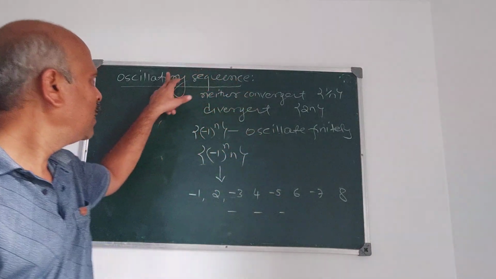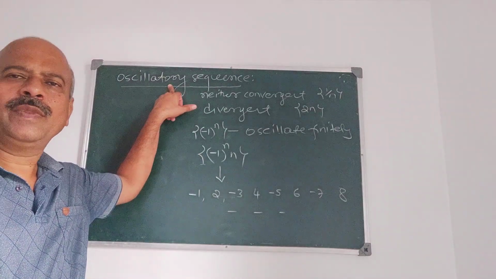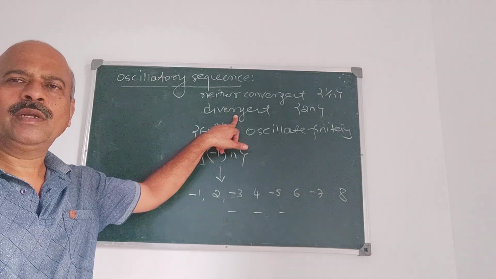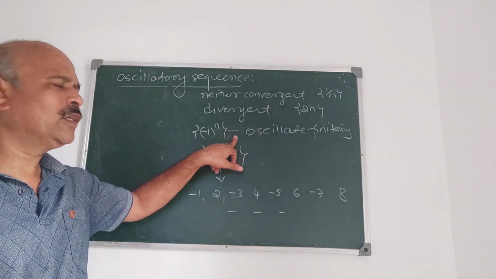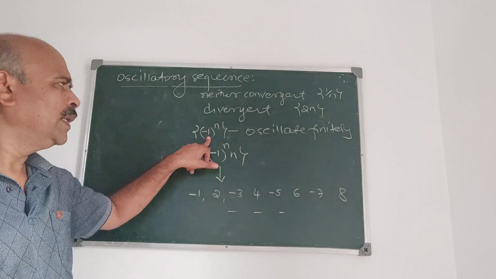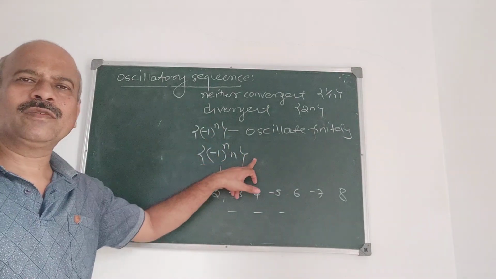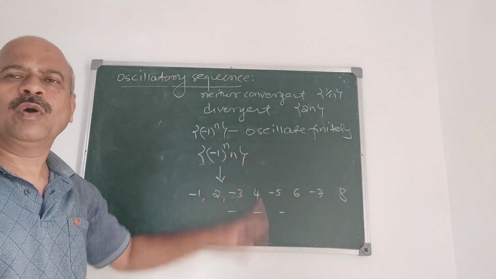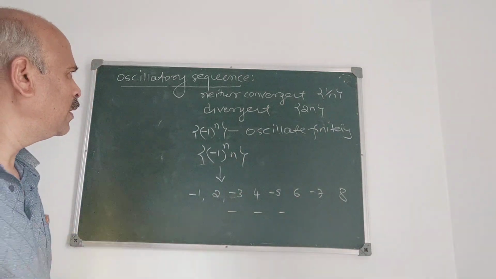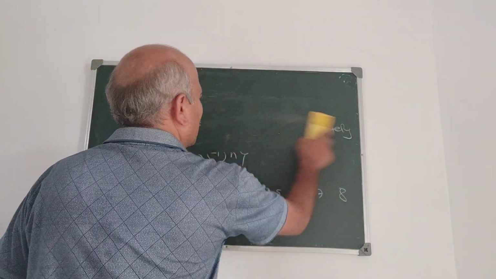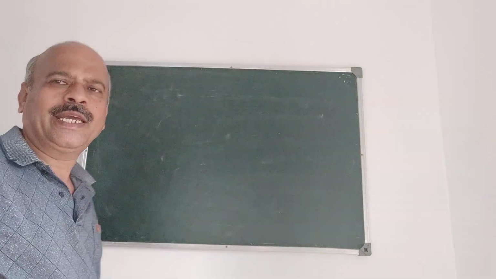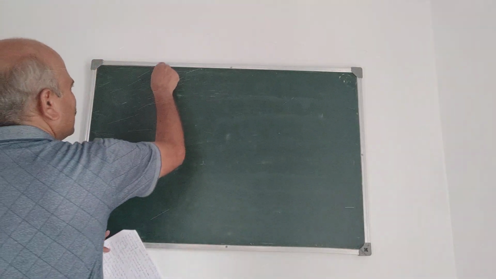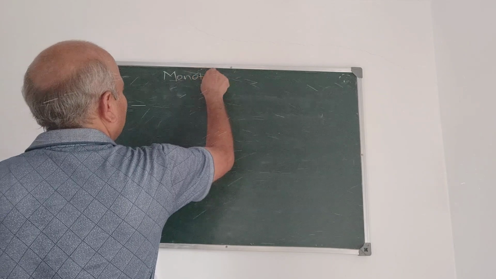See the definition. What do I mean by oscillatory sequence? A sequence which is neither convergent nor divergent is said to be oscillatory. An oscillatory sequence is said to oscillate finitely if it is bounded. An oscillatory sequence is said to oscillate infinitely if it is not bounded. This is the definition. So you have studied what is a convergent sequence, a divergent sequence, and an oscillatory sequence. Next is monotonic sequence.